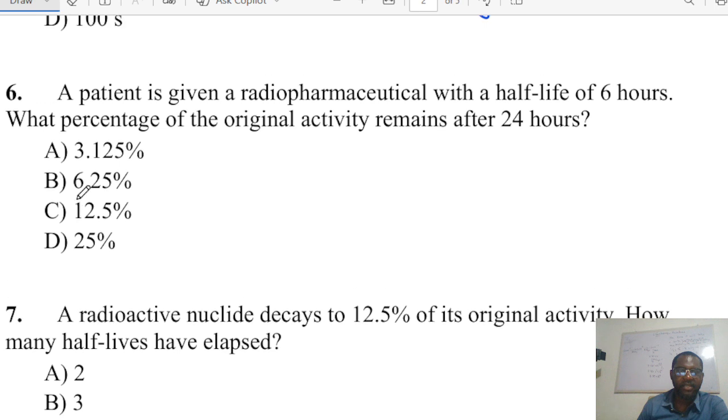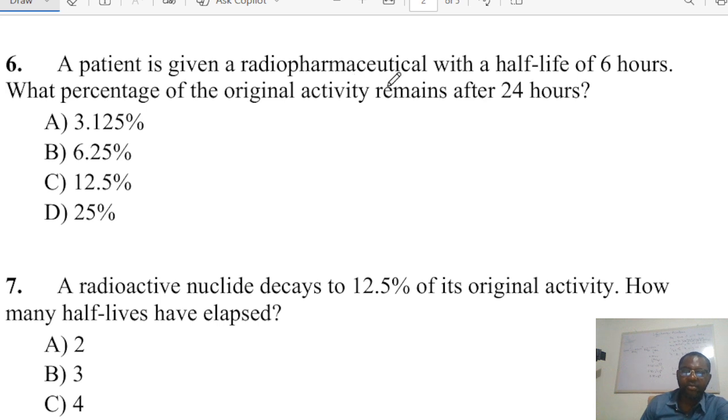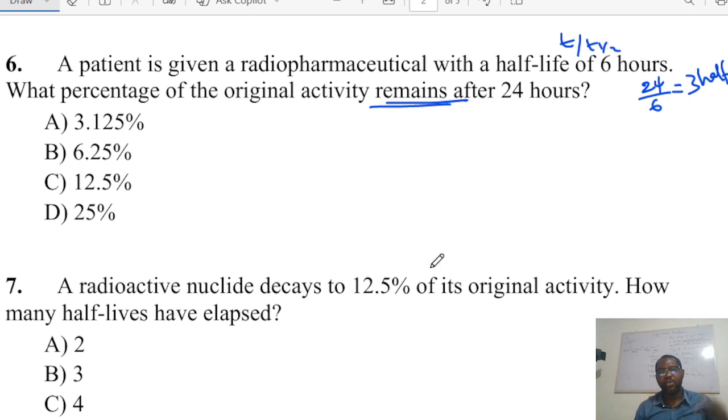Now number 6 says a patient is given a radiopharmaceutical with a half-life of 6 hours. What percentage of the original activity remains after 24 hours? So 24 hours and 6 hours represent 3 half-lives, because 24 divided by 6 is 3. Remember, the number of half-lives is the total time over the half-life. So we have 3 half-lives.